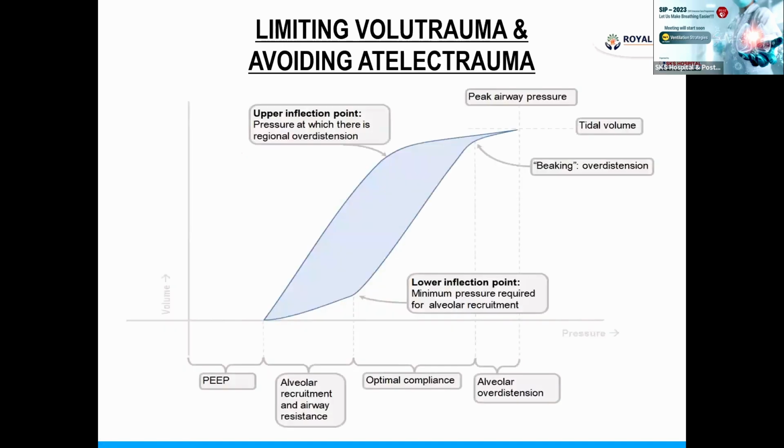So how do you decide the optimal PEEP? You need a PEEP, you don't need a very high PEEP, but still you need an optimal PEEP. So how to identify the optimal PEEP? It is very, very difficult to teach you how to identify optimal PEEP. Only by practice, we need to get used to selecting an optimal PEEP.